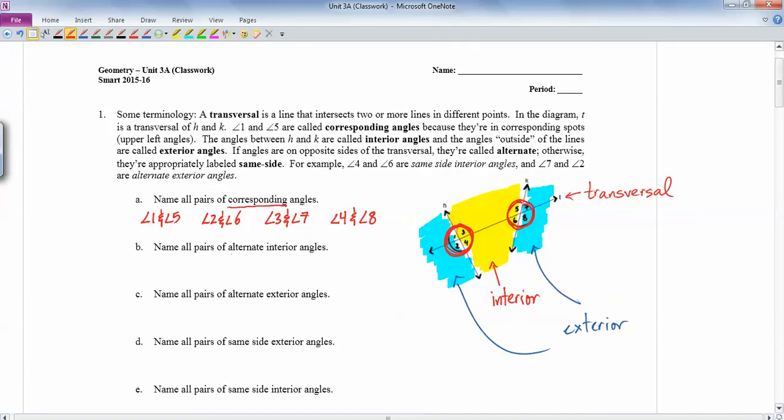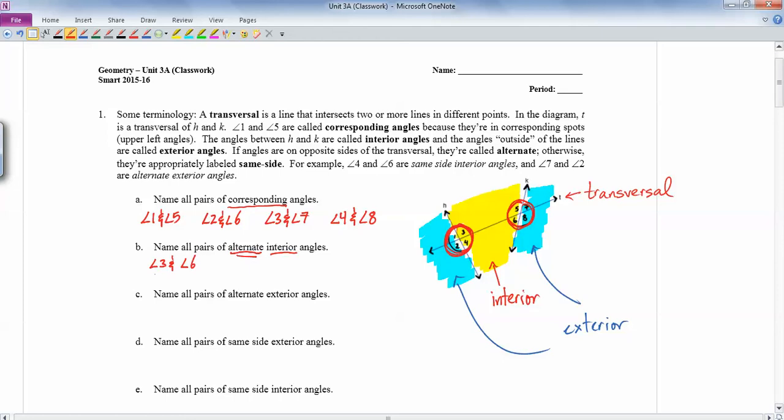Okay, name a pair of alternate interior angles. So alternate means different sides of the transversal, and interior means between the two main lines. So if I picked one interior angle, like 3, then I got to pick one from the other chunk, and it's got to be interior, so it's got to be 5 or 6, and it's got to be on the opposite side, the alternate side of the transversal. So it has to be 6, because 3 is above the transversal and 6 is below the transversal.